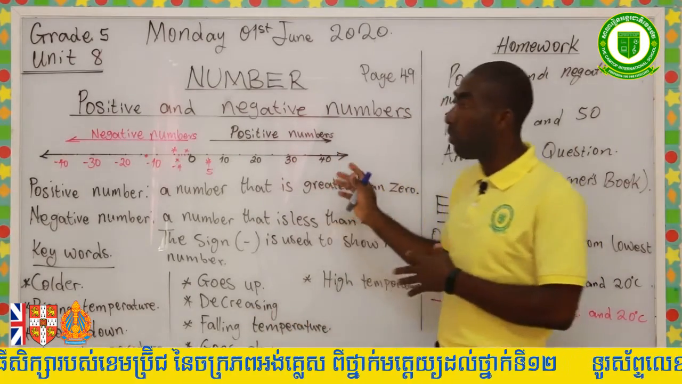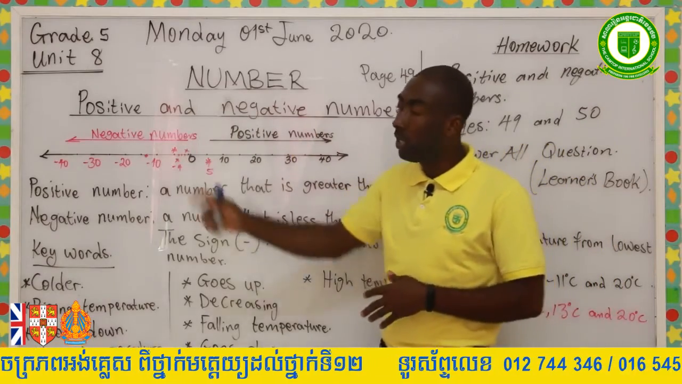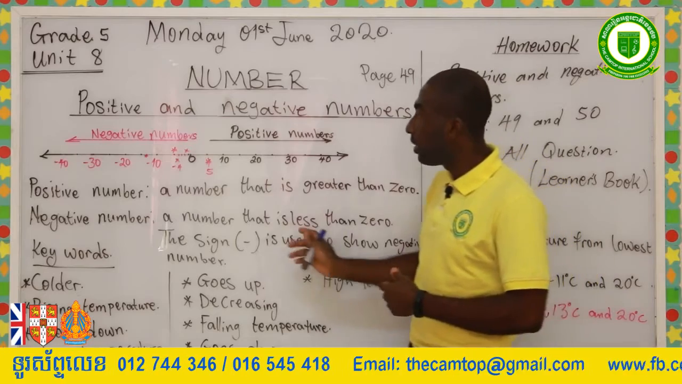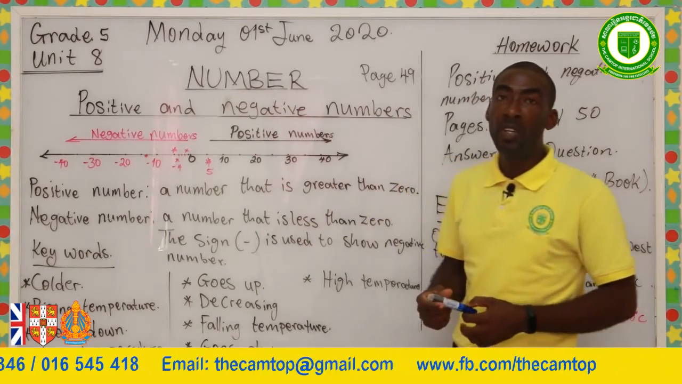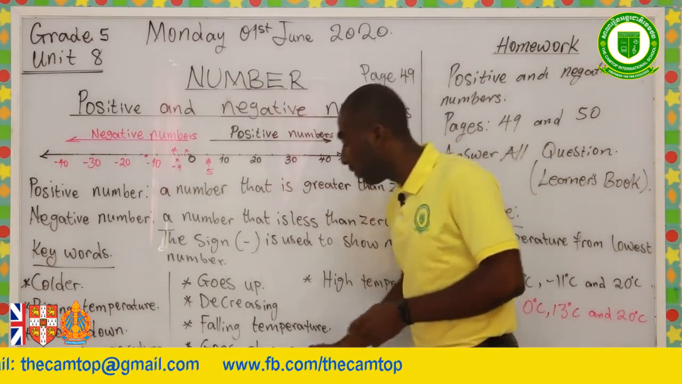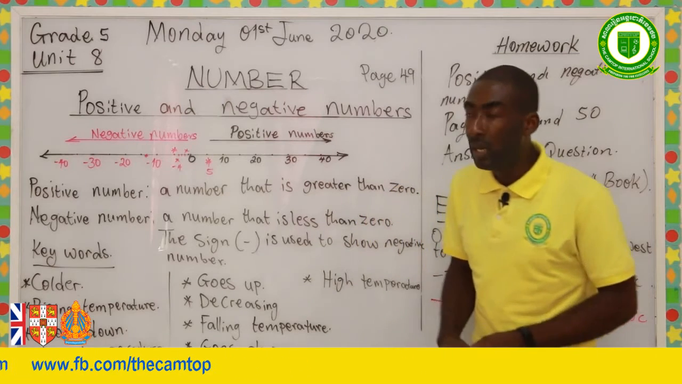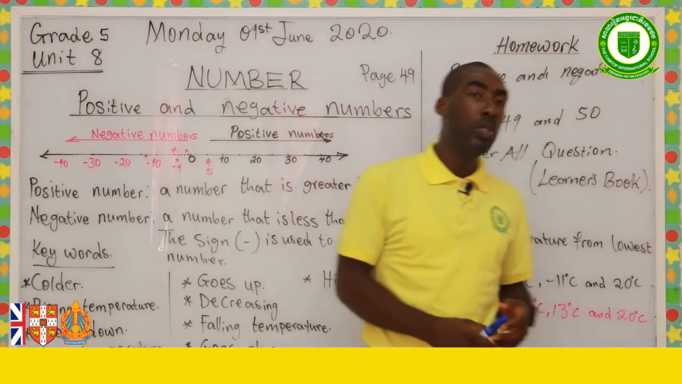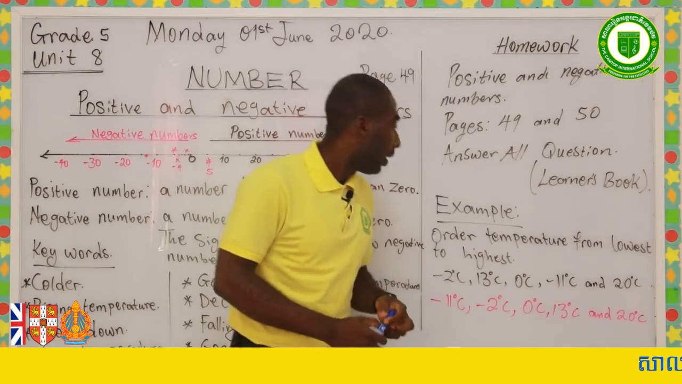Decreasing means you are going from hot, which is positive, in the negative direction. Falling is also the same, from positive going in the negative direction. And goes down also means that your temperature is becoming cold, colder and coldest.